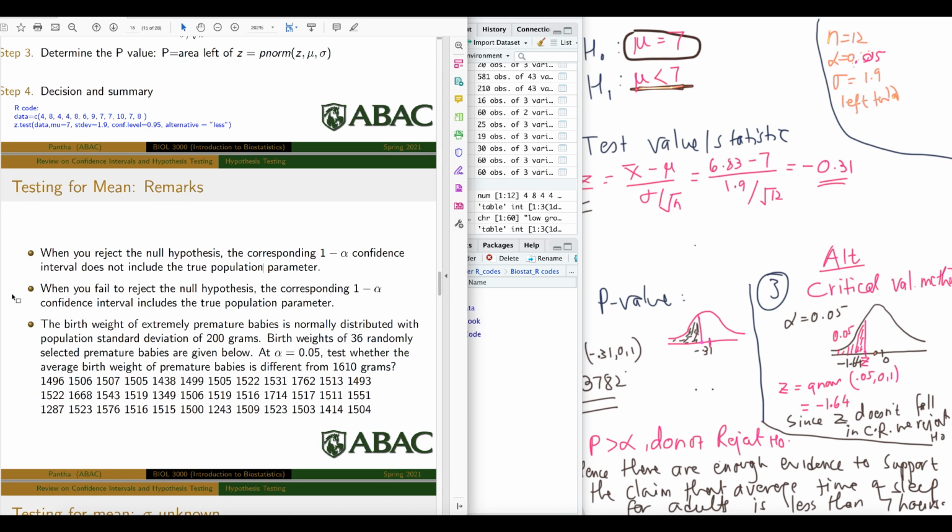Okay guys, next is when you fail to reject the null hypothesis, the corresponding 1 minus alpha confidence interval includes the true population parameter. That's what I just said. Now let us do one more example.